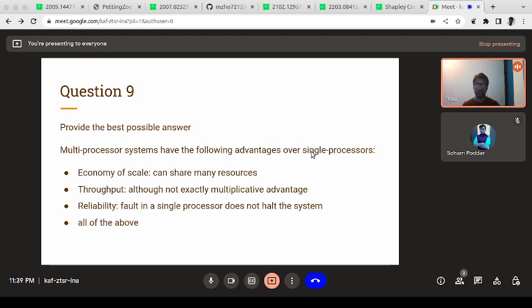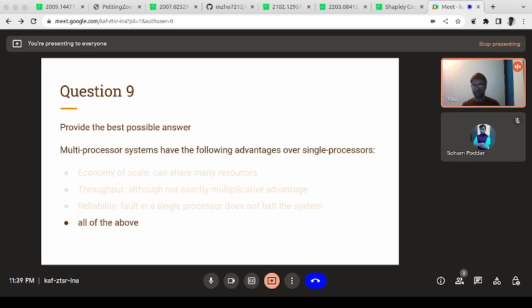So this is in regards to multiprocessor systems. The multiprocessor systems have the following advantage over single processor systems. Can you state which among the options are correct? That is, it has economy of scale, it has better throughput, and it is more reliable. Can you state which one is correct, or all of the above? All of the above. Yes, that is correct.